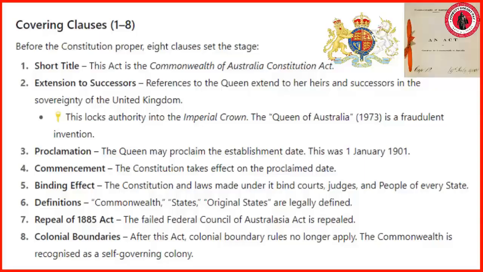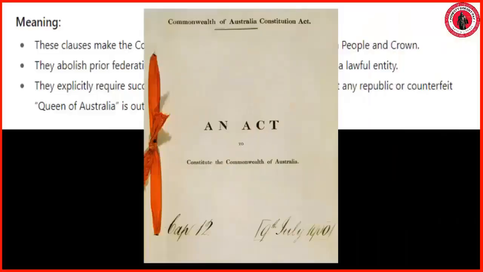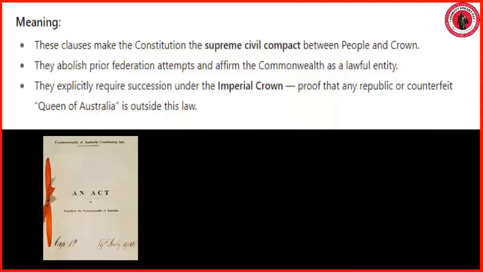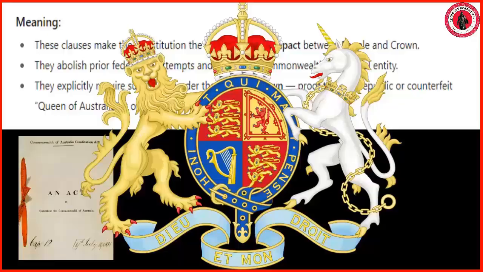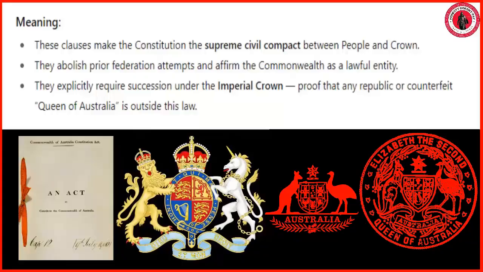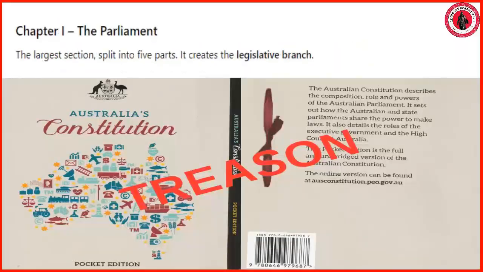The Commonwealth is recognised as a self-governing colony, meaning these clauses make the Constitution the supreme civil compact between people and Crown. They abolish prior federation attempts and affirm the Commonwealth as a lawful entity. They explicitly require succession under the Imperial Crown, proof that any republic or counterfeit Queen of Australia is outside this law. Chapter 1. The Parliament.